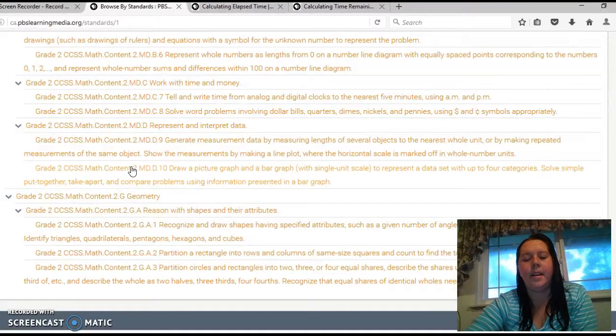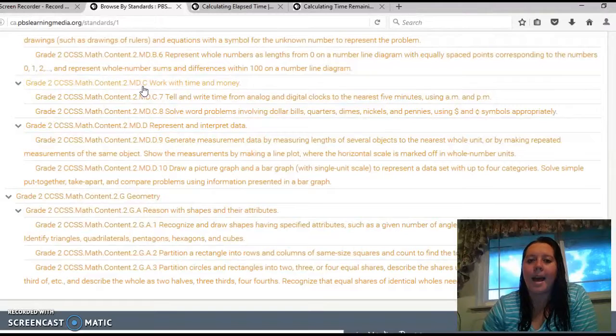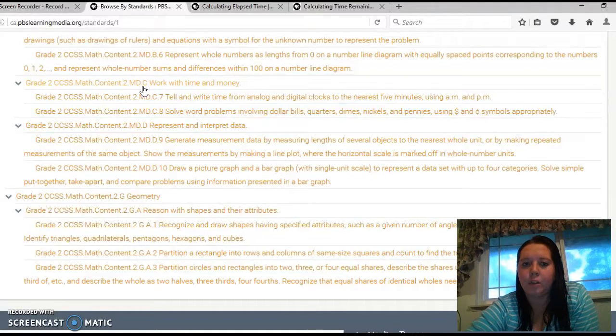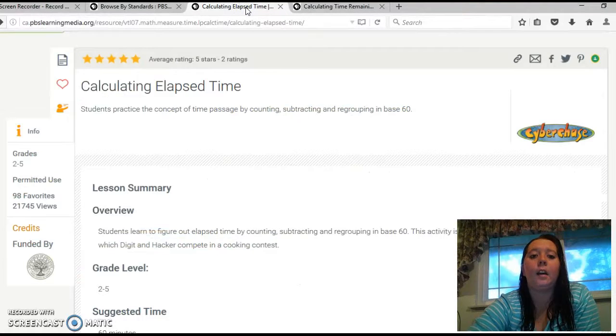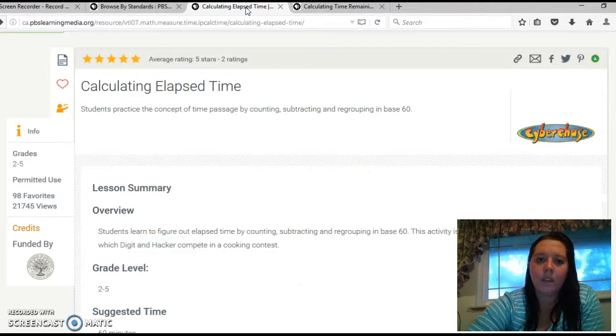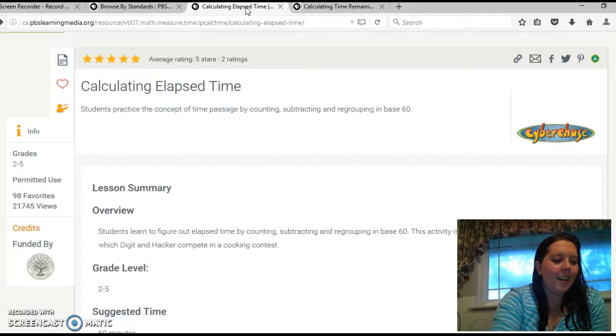However, for this assignment, I looked at second grade Common Core math, specifically 2.MD measurement data, working with time and money. After I looked through that, I was able to find calculating elapsed time as the lesson plan that I am going to talk to you about.